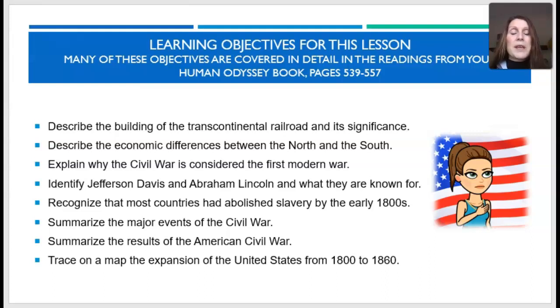Recognize that most countries had abolished slavery by the early 1800s. Summarize the major events of the Civil War. Summarize the results of the American Civil War. And trace on a map the expansion of the United States from 1800 to 1860.